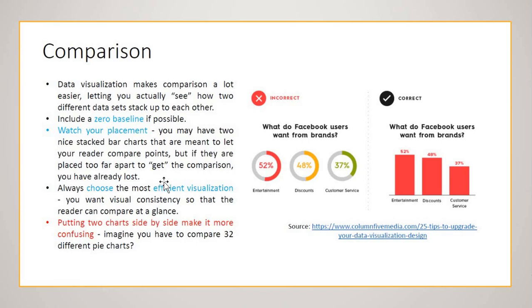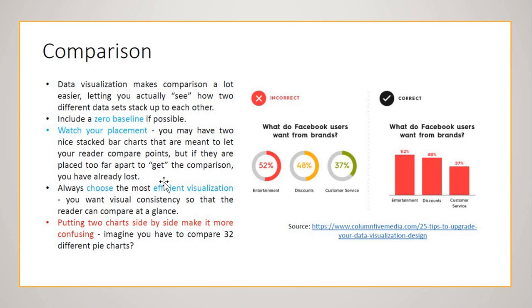So kalau you nak compare contoh A dengan C, pastikan A tu duduk bersebelahan dengan C. Okay, tapi kalau macam you letak jauh, A lepas tu tengah tu ada B, D, Z, lepas tu baru C, orang akan susah untuk nampak comparison di antara variable yang you cuba nak tunjukkan, yang you nak compare tu. Okay, always choose the most efficient visualization.